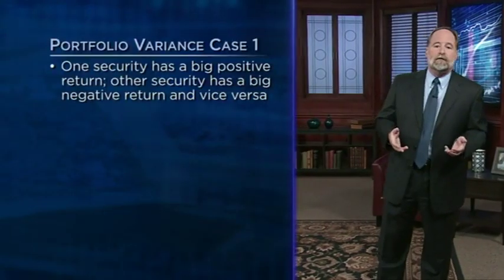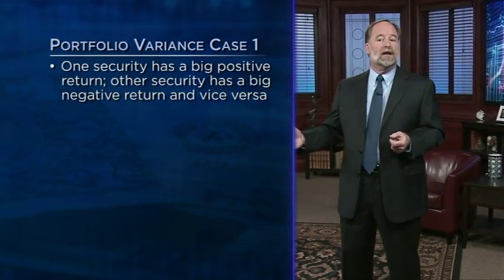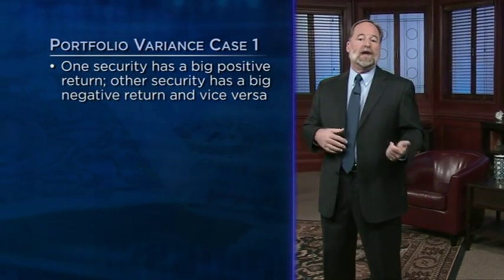Now let's see what happens to the variance, or the standard deviation, as we take weight away from one and give it to another. As discussed previously, the variance of the portfolio return is more complicated than that of an individual security because we need to know how the return on one security is related to the return on the other. For example, consider the case in which one security has a big positive return and the other security typically has a big negative return.